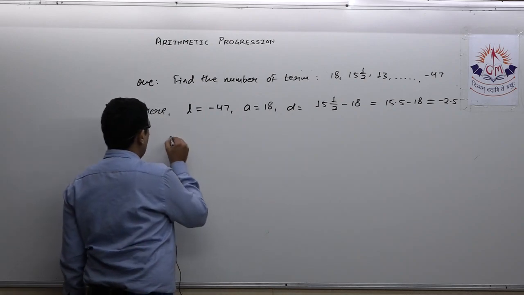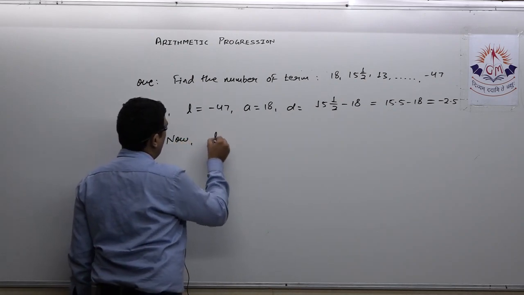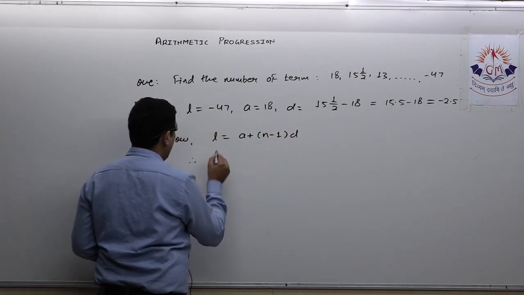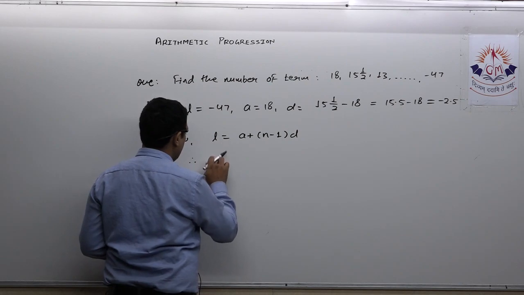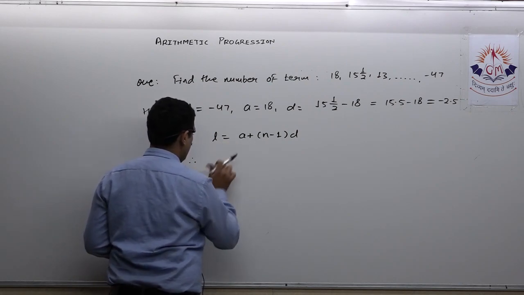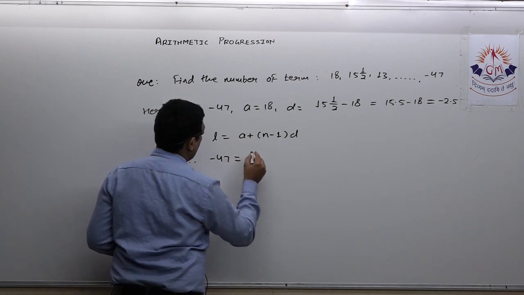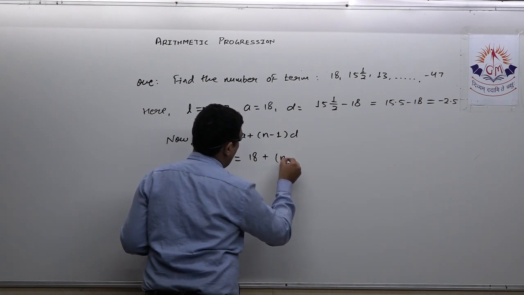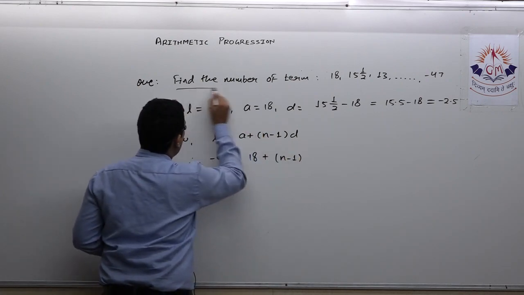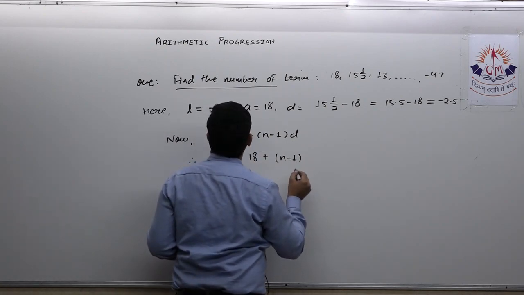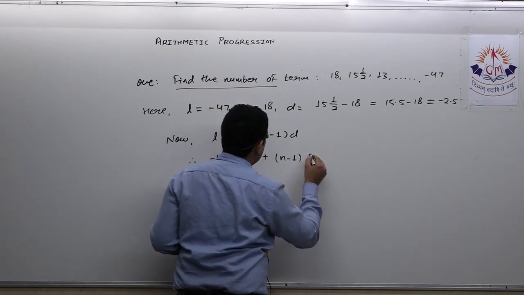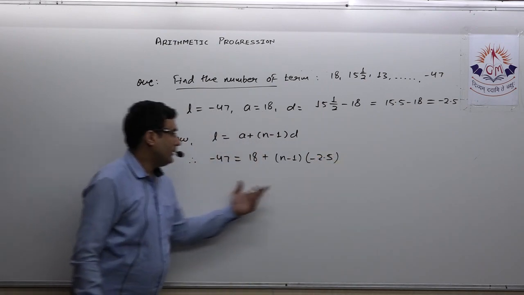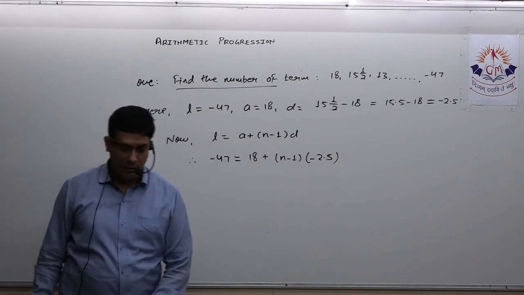Okay, so now I'll apply the formula. L is equal to A plus n minus 1 into D. Just by keeping the values here, minus 47, A is 18, n minus 1, and I have to find n. Simply they are asking how many numbers. Find the number of terms. And D is minus 2.5. So if you solve this for n, you will get your final answer.